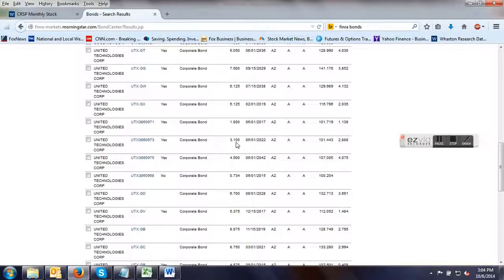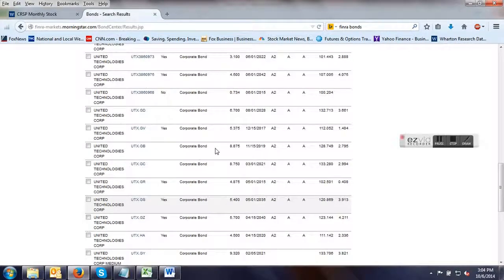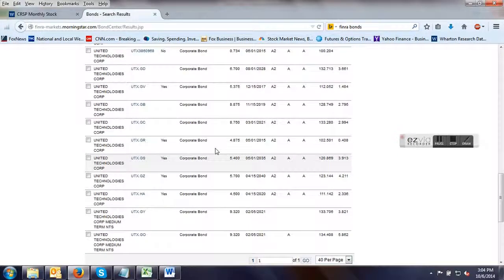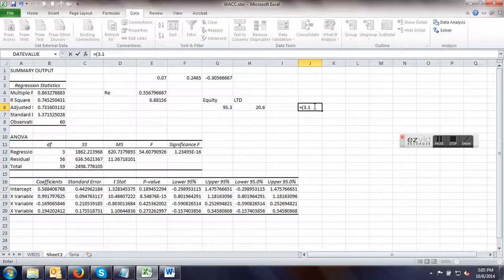So my numbers are 3.1%, and, what did I say? Say 5.7, and then the last one here is going to be 9.3. And we're just going to average those guys. So then we're going to have equals 3.1 plus 5.7 plus 9.3, and just divide that by 3.